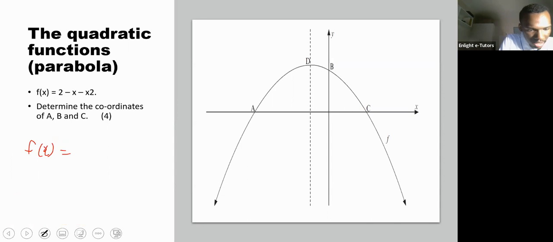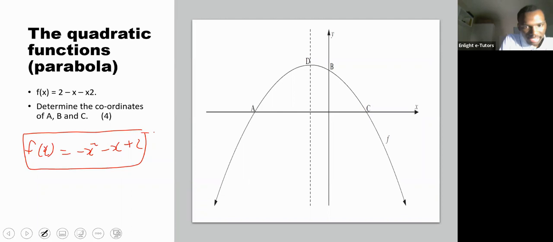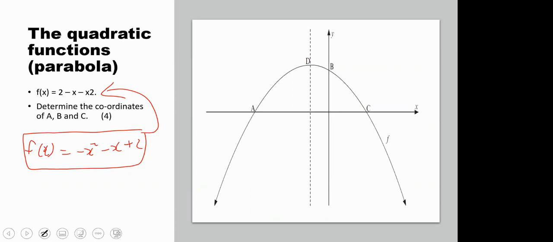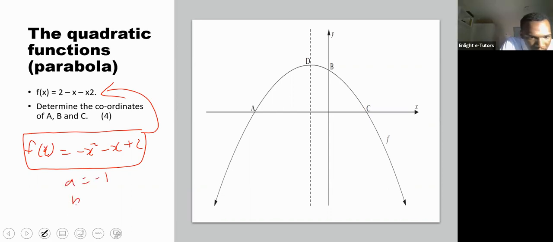Oh, sorry, yes, I drew. Okay, I say negative x squared minus x plus 2. You understand? This is the same as this thing. I'm just putting it in the form ax squared plus bx plus c. You understand? And then which means my a is equal to -1, my b is equal to -1, my c is equal to 2.